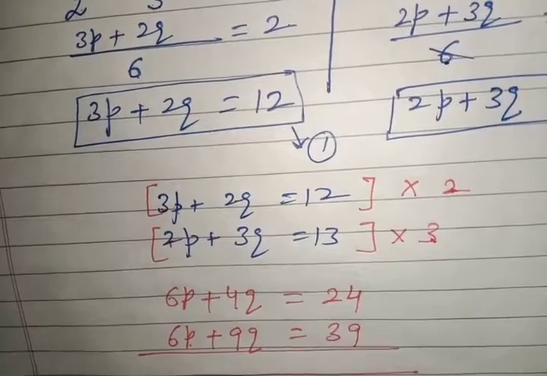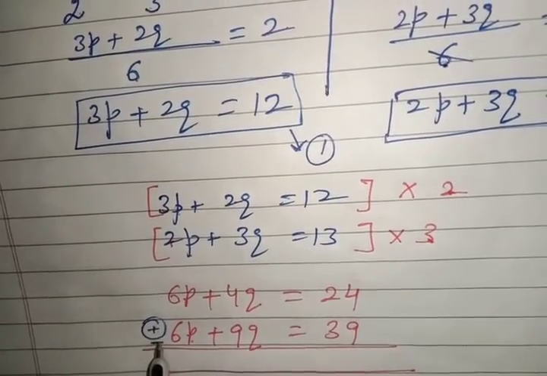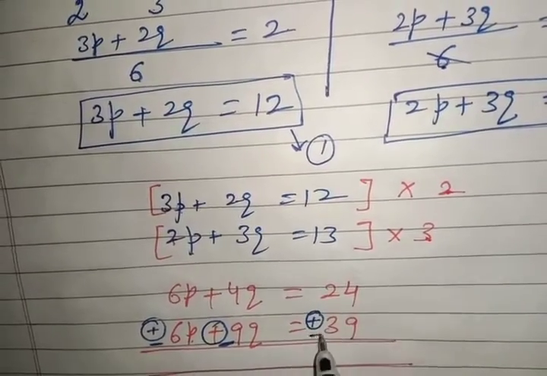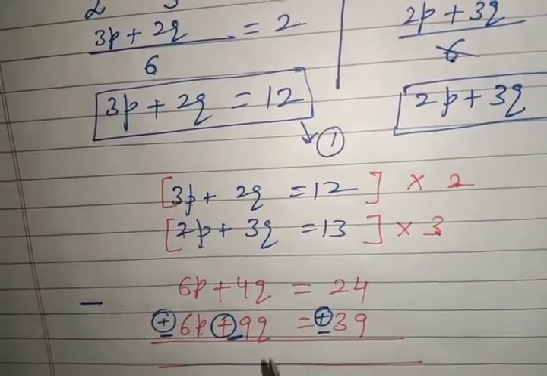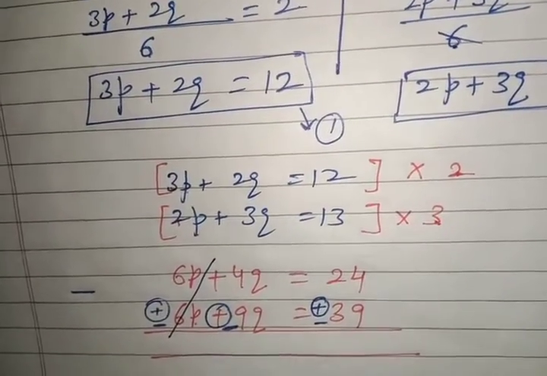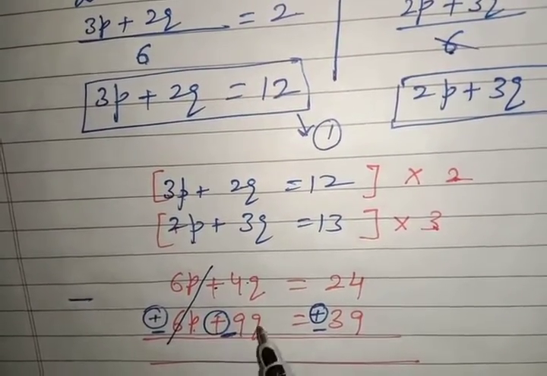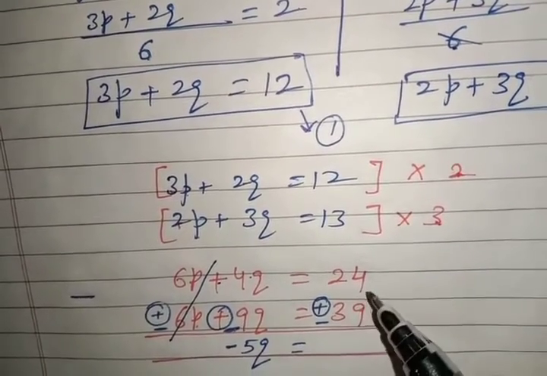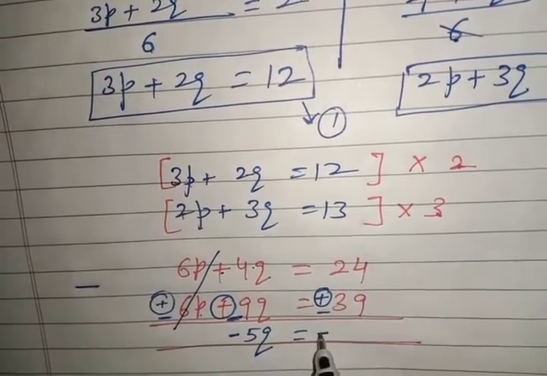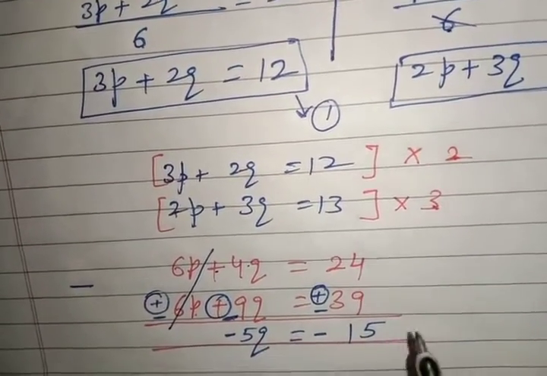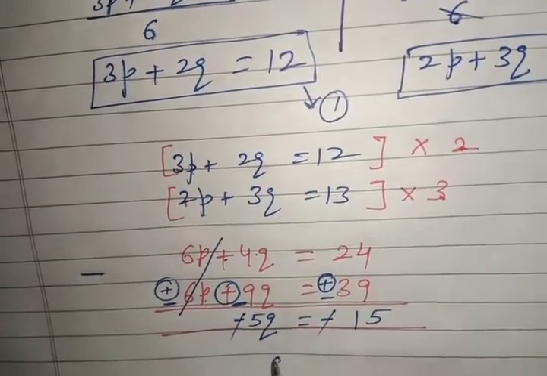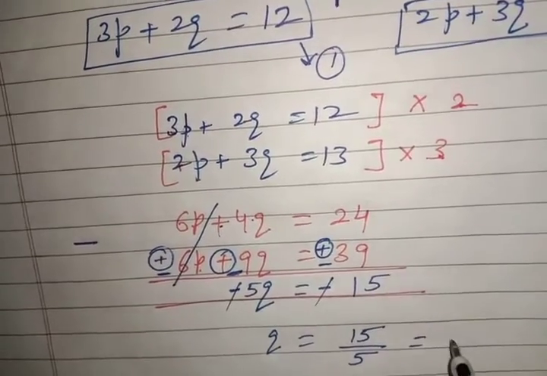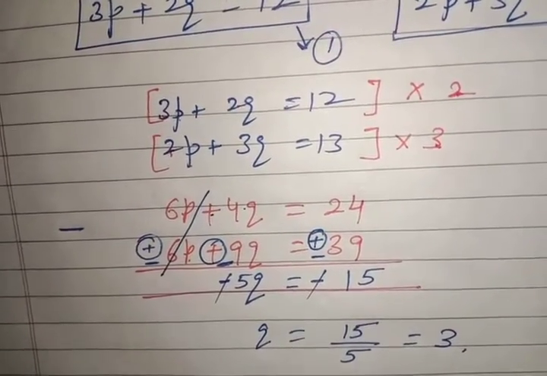If the sign of this 6p is plus, it will become minus, and if this is plus, it will become minus, because we are subtracting these two equations. 6p and 6p get cancelled. 0 plus 4 minus 9 is minus 5q, which is equal to 24 minus 39 minus 15. The minus gets cancelled with minus, and the value of q is 15 upon 5, which is equal to 3. So the value of q we have got is 3.